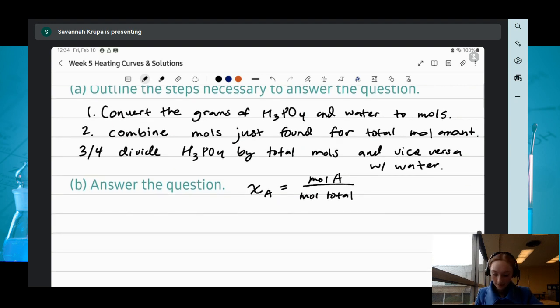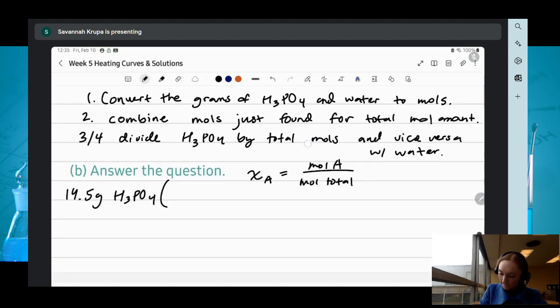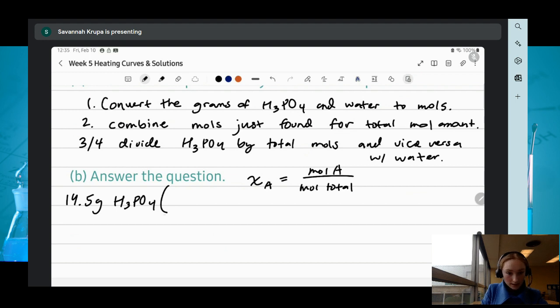So now let's answer the question. So like I was just saying, the first step is to convert the grams of H3PO4 and water to moles. So in the question, it has 14.5 grams of H3PO4. And now we'll use the molar mass to convert it to moles. And so the molar mass of H3PO4 is 97.9769 per 1 mole.